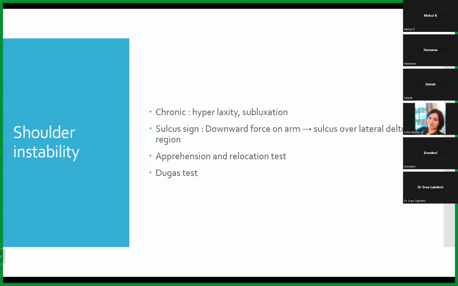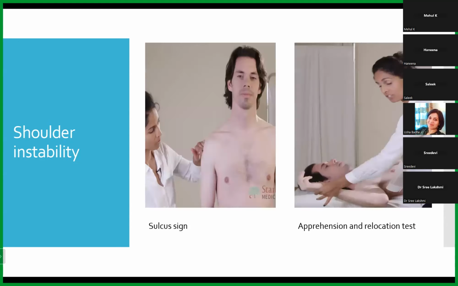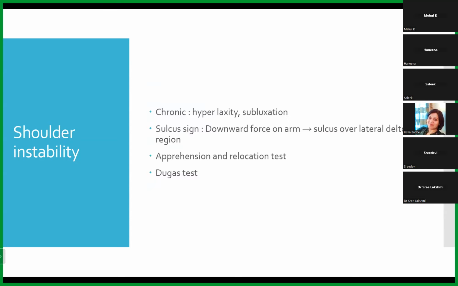Next is shoulder instability. In any patient, it can be acute or it can be chronic. In chronic cases, there can be hyperlaxity or recurrent subluxation. One examination finding is the sulcus sign. That is, you apply a downward force on the arm that is suspected, and you are able to appreciate a sulcus in the lateral deltoid region, like you can see in this image. You apply a downward pressure and look for any appearance of a sulcus there. That is suggestive of shoulder dislocation.